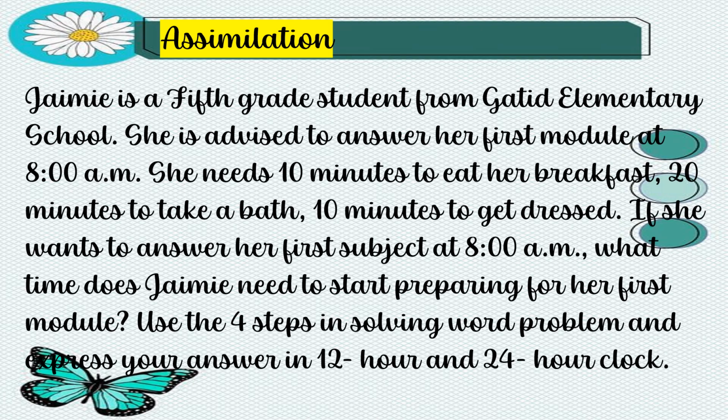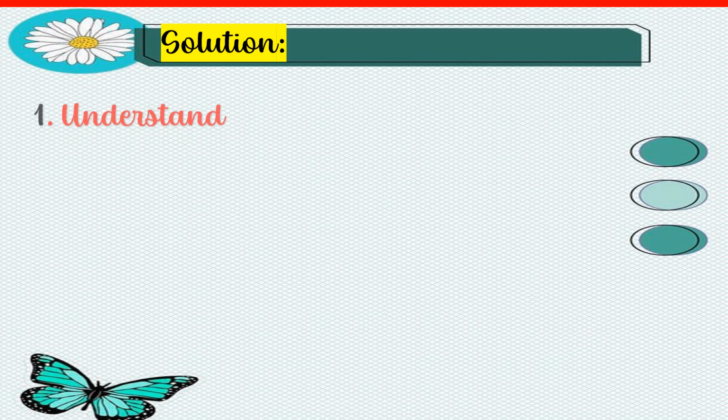So, Jamie is a 5th grade student from Gatid Elementary School. She is advised to answer her first module at 8 AM. She needs 10 minutes to eat her breakfast, 20 minutes to take a bath, 10 minutes to get dressed. If she wants to answer her first subject at 8 AM, what time does Jamie need to start preparing for her first module? Use the 4 steps in solving word problems and express your answers both in 12-hour and 24-hour clock formats. So here is the solution.